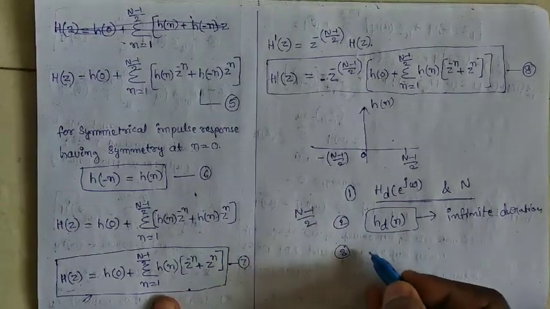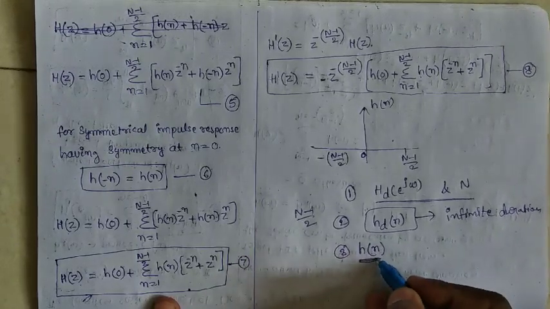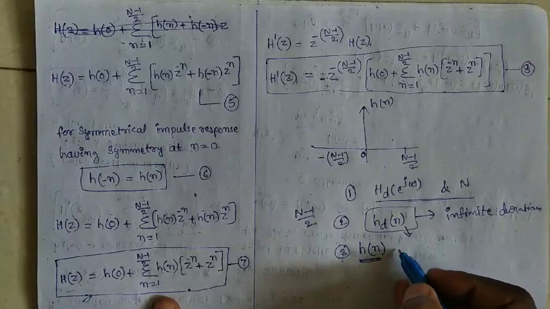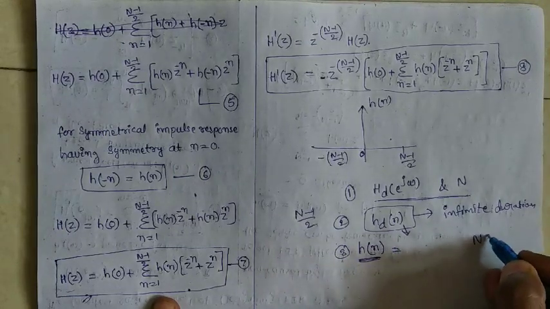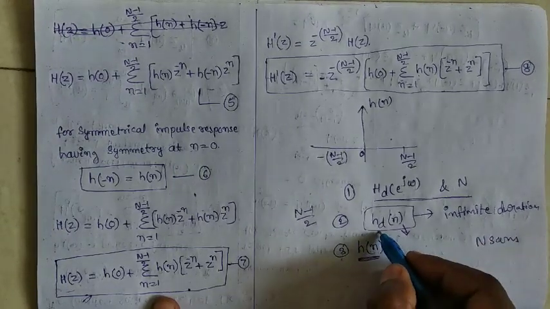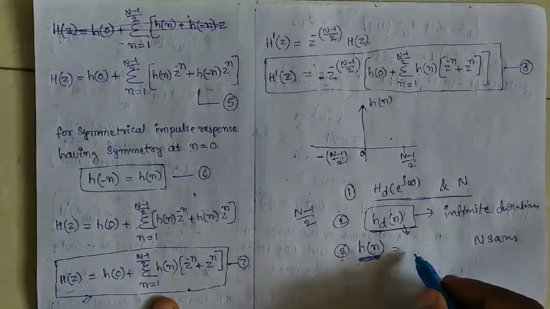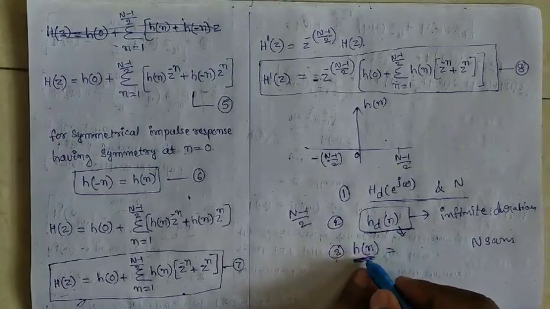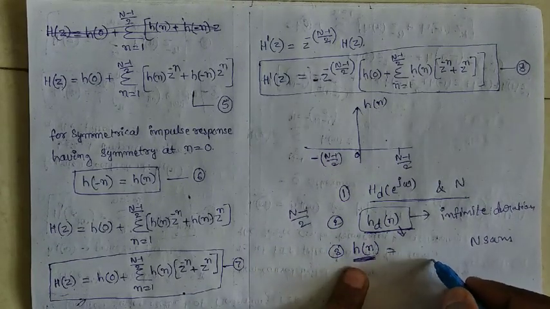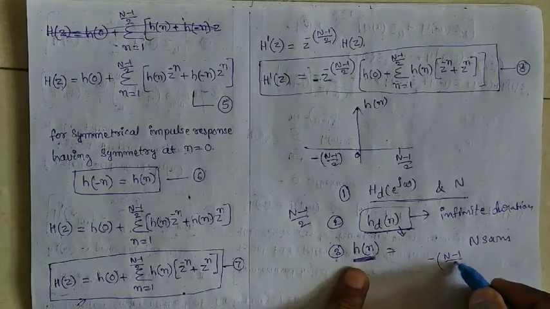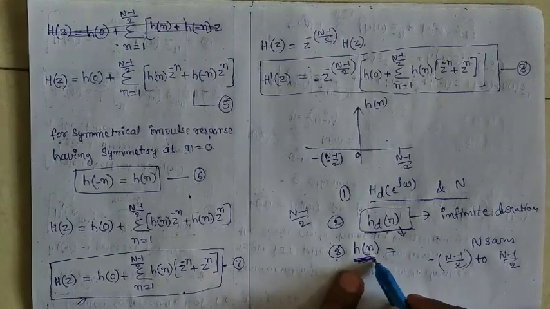What is the third step? In the third step we are determining the h(n). Here how to determine the h(n)? We are truncating this Hd(n). Means we are representing h(n) in terms of N samples. Here h(n) is equal to Hd(n). Here the h(n) is what? A symmetrical impulse response. It is defined from minus (N minus 1) by 2 to (N minus 1) by 2.